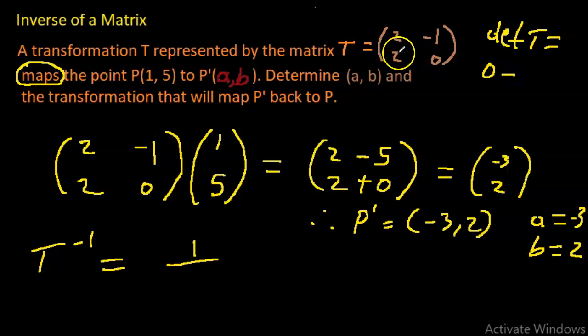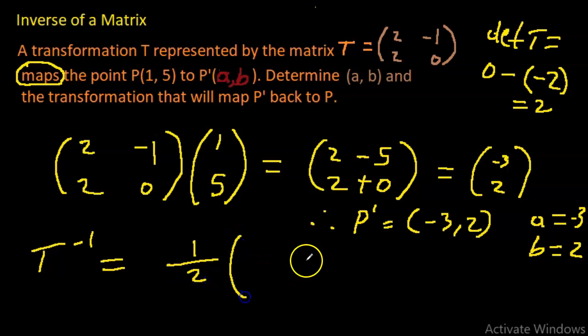Determinant of T: 0 times 2, which is 0, take away 2 times minus 1. What's 2 times minus 1? That's minus 2, right? So the determinant is 2, since a double negative gives us a positive. So 1 over 2, times the adjoint of T. What's the adjoint of T now? These elements switch places, so 0 comes here and 2 comes down there. And then the elements in the other diagonal change sign: negative 1 becomes positive, and positive 2 becomes negative.